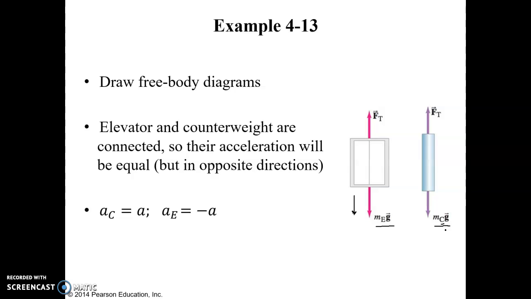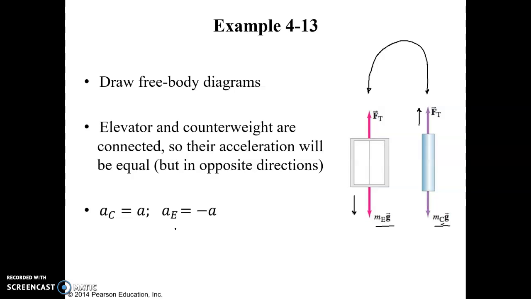And the counterweight also has its weight. We're going to use c for counterweight. M sub c times gravity is its weight pulling it down. And the tension in the cable is going to be greater than the weight of the counterweight, and it is going to accelerate up. Now we can make the assumption that since they are connected by that cable that goes over the pulley, at whatever rate the elevator car is accelerating in the downward direction, that will be the same acceleration that the counterweight experiences, but in the upward direction.